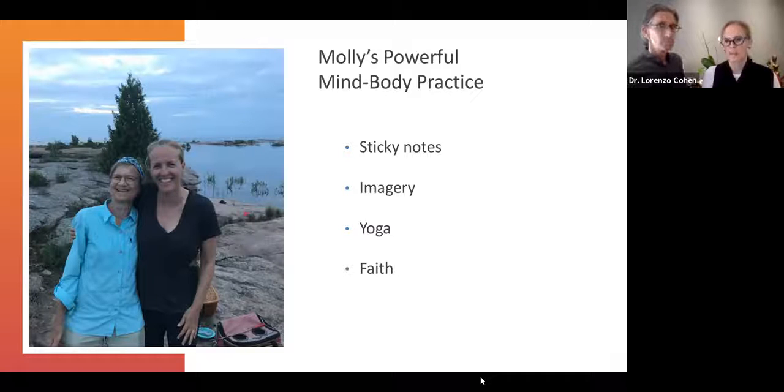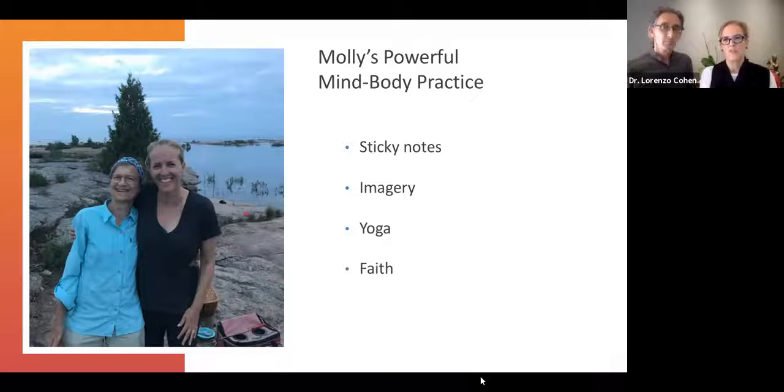She uses imagery, and she established a practice that she does every single day. So she uses imagery of the fish swimming from Georgian Bay, which is behind us in that picture, into her body, eating the cancer cells, and swimming out, importantly. She developed a yoga practice. She has a very strong faith.